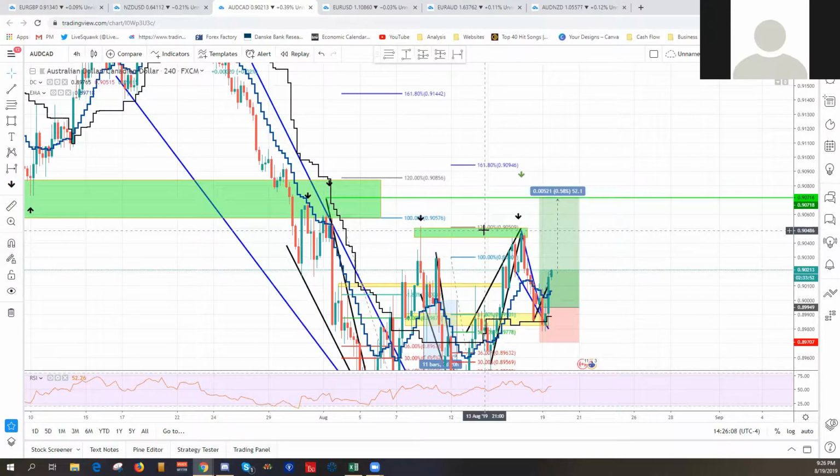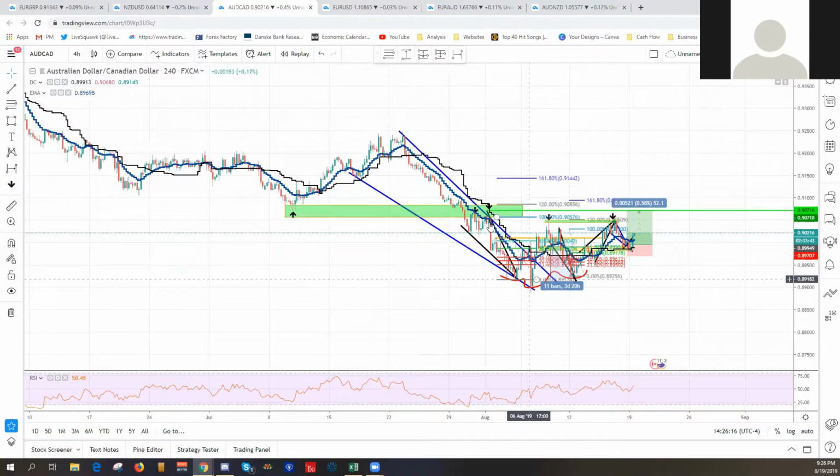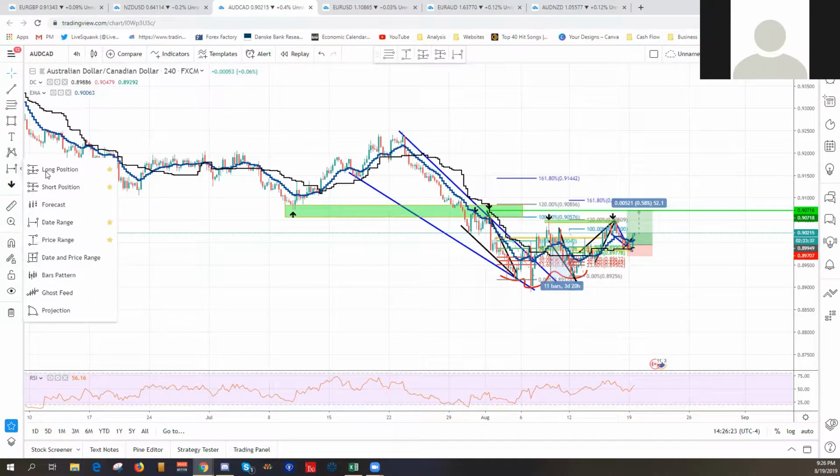So in regards to long-term and short-term contractions, I would highly advise you to totally ignore this. Just focus on the little ones. Take this little thing here called the date range. I think you can find it right there. So you got the long positions, the forecast, and so on. You want to take the price range, the date range, click on the little star. It's going to pop up here.